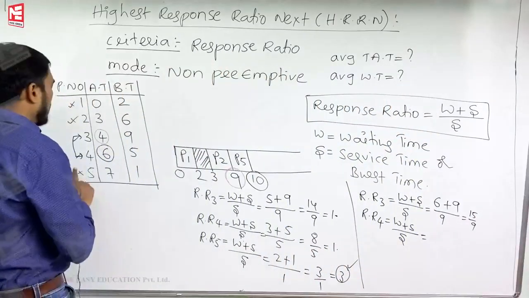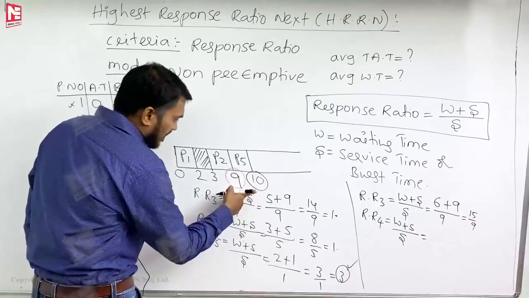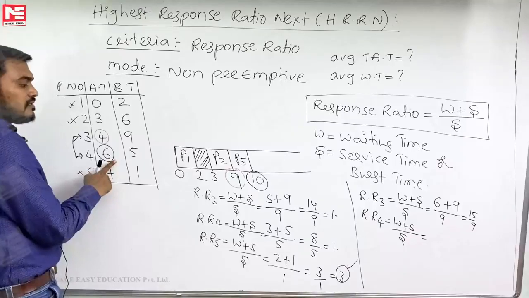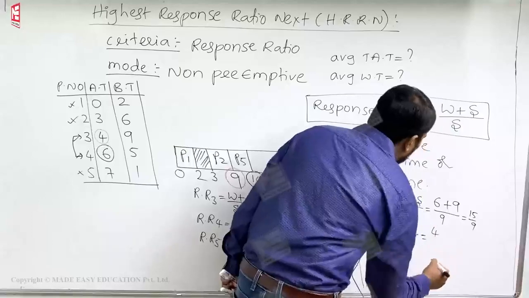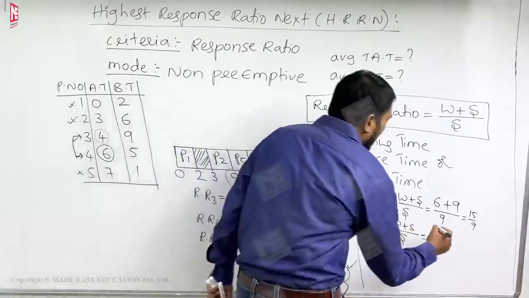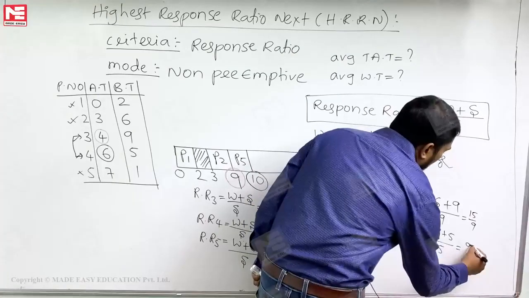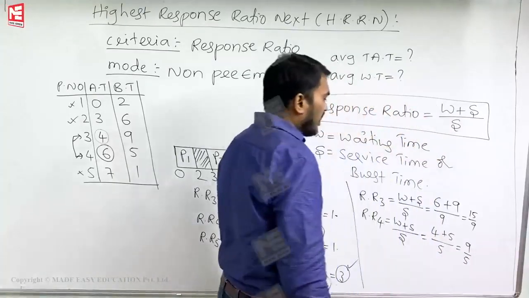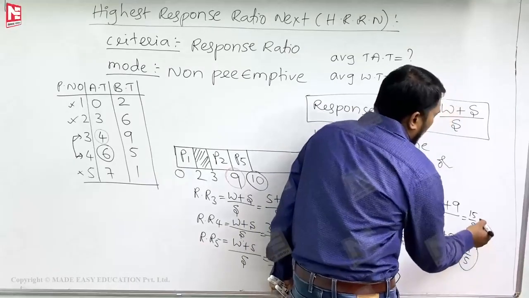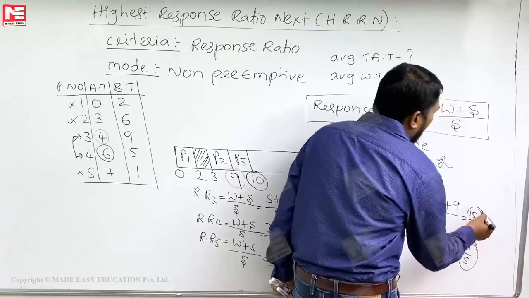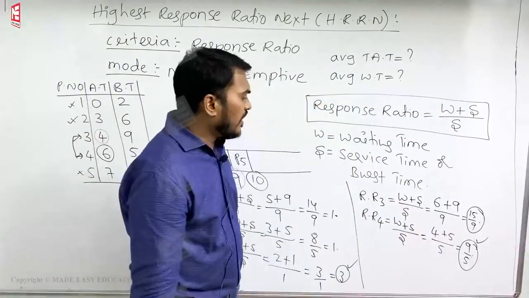And next, coming to P4. Present time is 10. Listen carefully. At what time does P4 come here? 6. So 10 minus 6 is how much? 4. So 4 plus the burst time, which is 5. So 4 plus 5 divided by 5. So this is how much here? 9 by 5. Okay. So now look here. This is 9 by 5, and this is 15 by 9. So which value is greater here? Who is having the highest response ratio? P4. Okay, you can check it out.